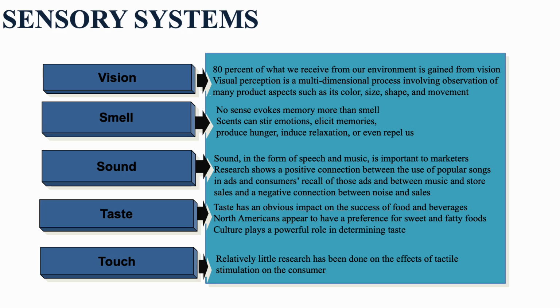So for people who can see, however, visual perception involves the observation of many product features, such as color, shape, size, and movement. When it comes to smell, no sense evokes more memory than smell. Smells can stir emotions, they can elicit memories, they can produce hunger, they induce relaxation, or even repel us.